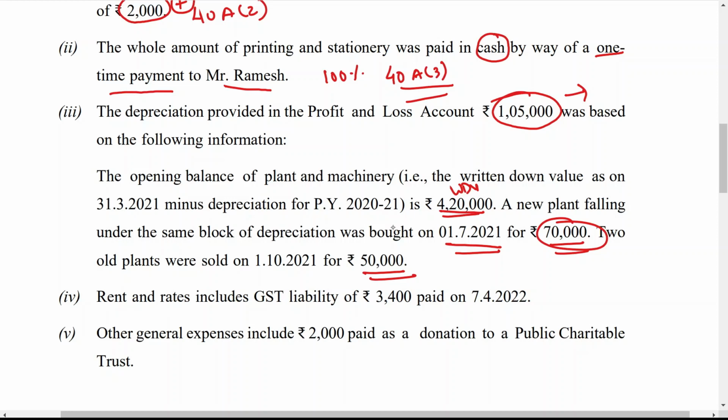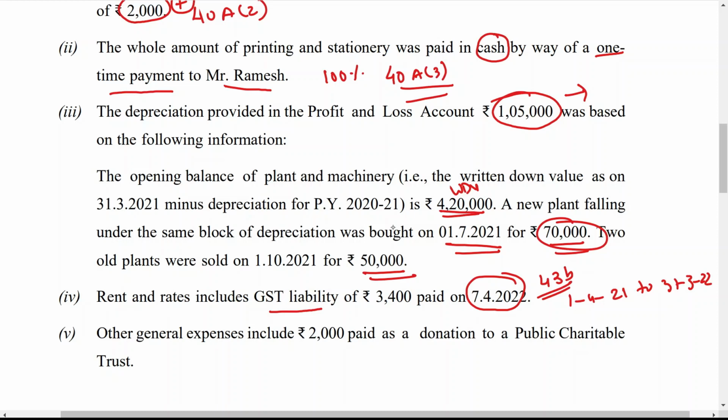Now the next one: rent and rates include GST liability of rupees 3,400 paid on 7/4/2022. Here, if any tax liability is not paid during the previous year, that is previous year 2021 to 31st March 2022, but is paid after the completion of the previous year, then section 43B is applicable. What is section 43B? It means certain six expenditures are given, and GST liability, this is a tax liability, is covered under that section.